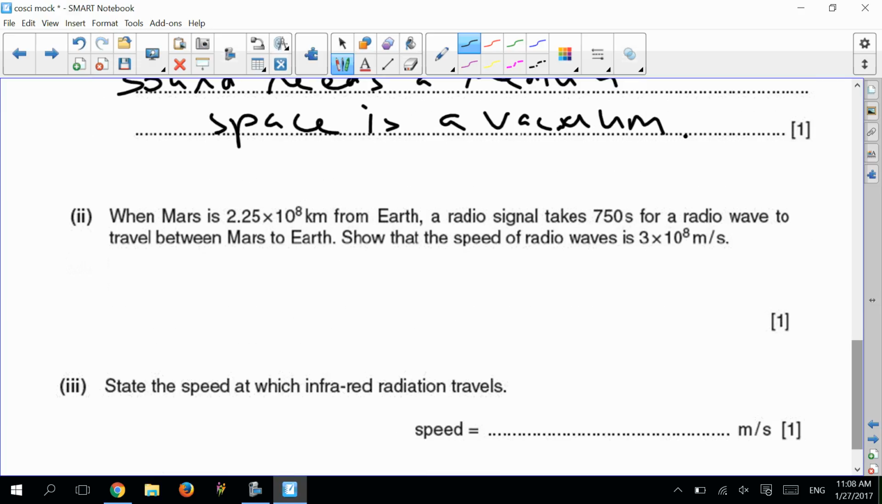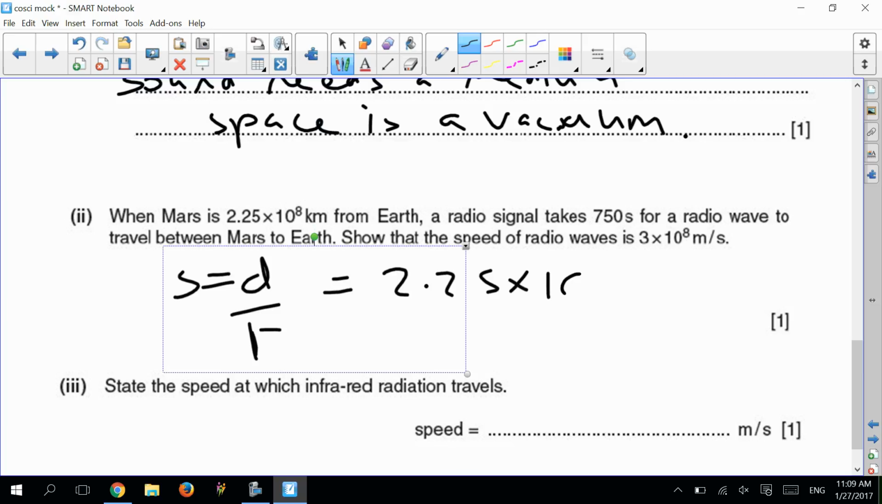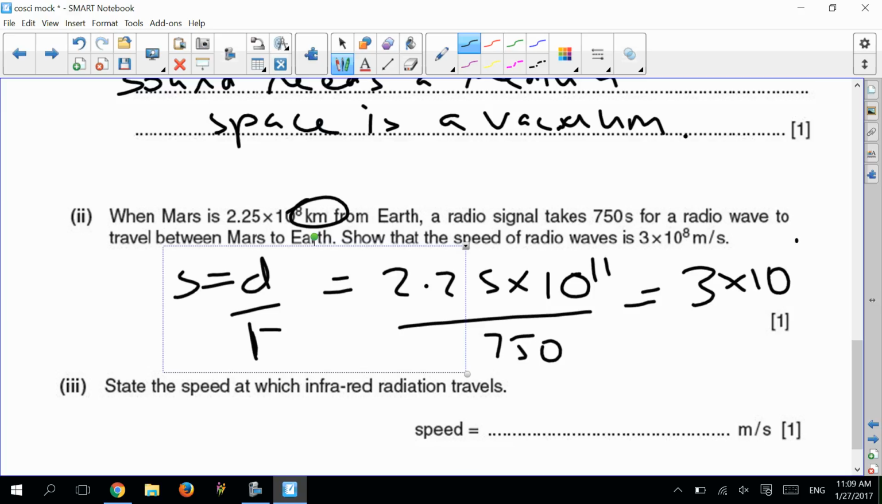Where Mars is 2.25 times 10 to the 8 kilometers from Earth, the radio signals take 750 seconds for a radio wave to travel between Earth and Mars and Earth. Show that the speed of the radio waves is 3 times 10 to the 8 meters per second. So basically we're doing a speed equals distance divided by time question here. And so we've got 2.25 times 10 to the... Now I need to be careful here because this is in kilometers, and so it's times 10 to the 11 over 750. Okay, which is 3 times 10 to the 8 meters per second.